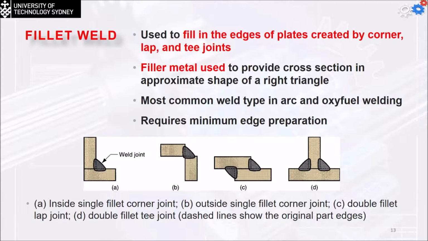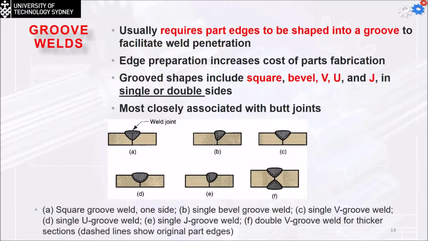The other type is called the groove welds. The difference between this one and the other one is that we need to prepare the material previously, cut it. So we're going to have a channel, and we're going to fill this channel with the molten metal and the base metal and solidify it.